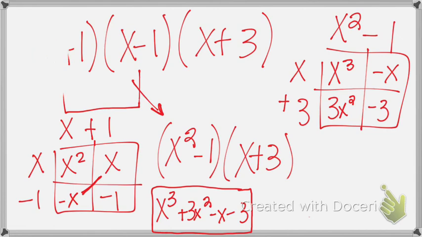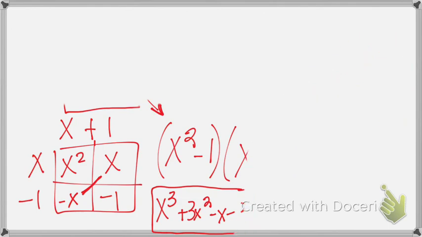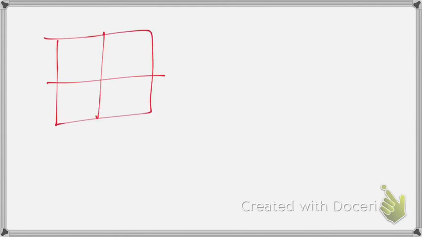Let's do D together because D's going to come out different. Do you know how to solve it though? So we've got the first 2.